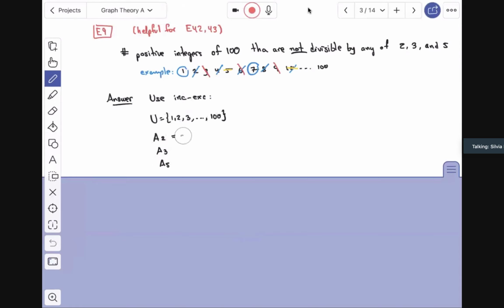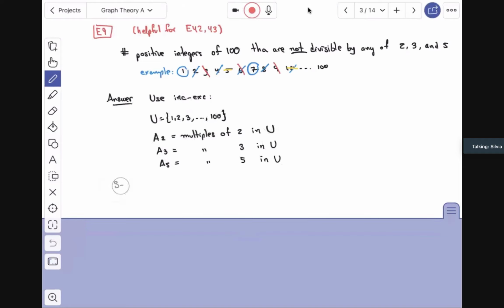The multiples of 2 in my universe, right? So 2, 4, 6, all the way to 100, the even ones. A3 are the multiples of 3, between 1 and 100, less than or equal to 100. And A5 are the multiples of 5 that are less than or equal to 100. Yeah? So remember, my A's are my exclusions, but those are easy to count by themselves, but now I need to combine them. This is the principle.